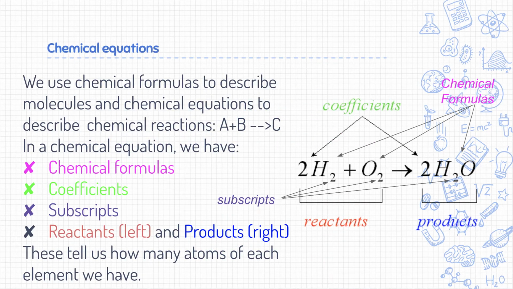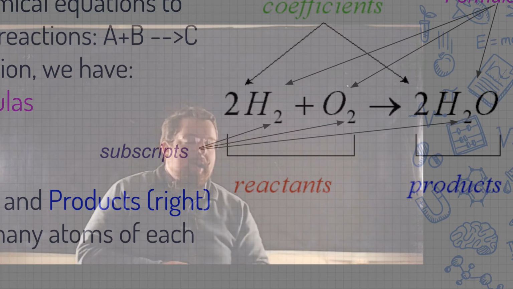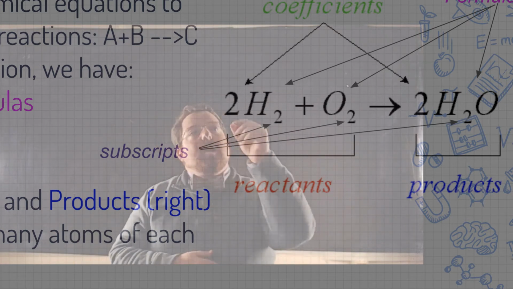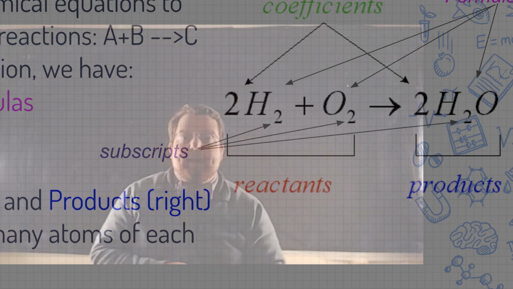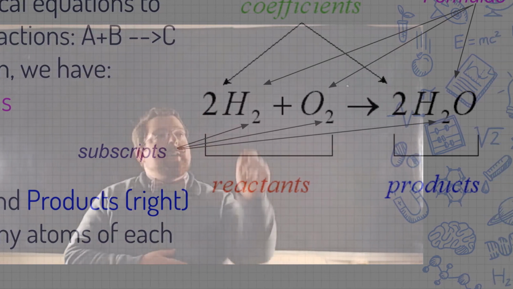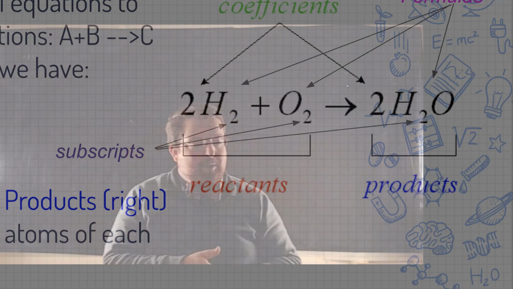So we use chemical formulas to describe molecules, but for the interaction between molecules, those chemical reactions, we have to use something called a chemical equation, where it tells us we start with this, and we end up with this. In a chemical equation, we have those chemical formulas that we're used to. We also have coefficients, which come before the chemical formulas, and that tells us how many molecules are required for that reaction. We have the subscripts, which are a part of the chemical formula, and they tell us how many atoms of each element are in that molecule.